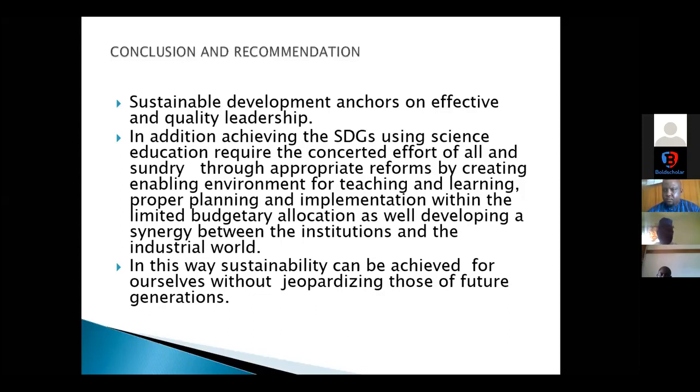Proper planning within limited projects, as well as developing a synergy between institutions and the industrial world. People discover drugs. People discover machineries. Even in the COVID-19 era, students did projects and discovered machinery to take care of social distancing, washing of hands, and so on. But where is the government support? No machineries for agriculture. We keep saying food sufficiency. How will food sufficiency be achieved?